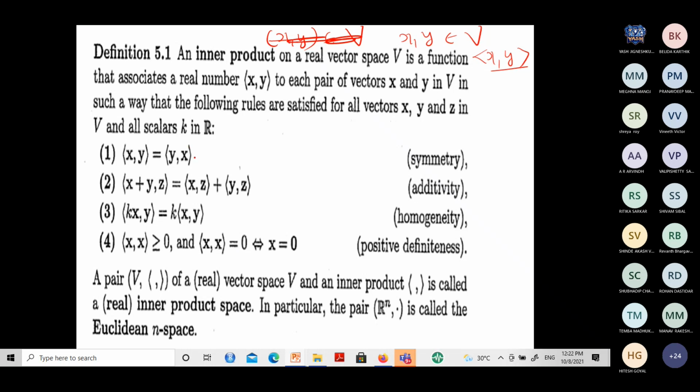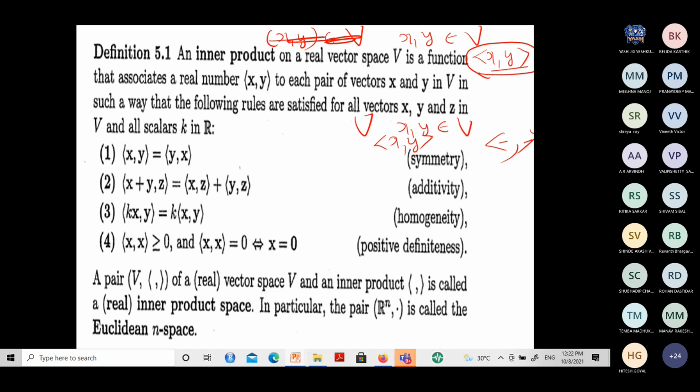When the following things are satisfied, there are four rules that need to be satisfied. Then only can I call this an inner product. V is a vector space. Randomly select any two vectors x comma y from V. I'm going to attach a mapping to x and y. This is how we usually represent that mapping. You can attach any two elements here. That mapping may be called an inner product if the following four things are satisfied.